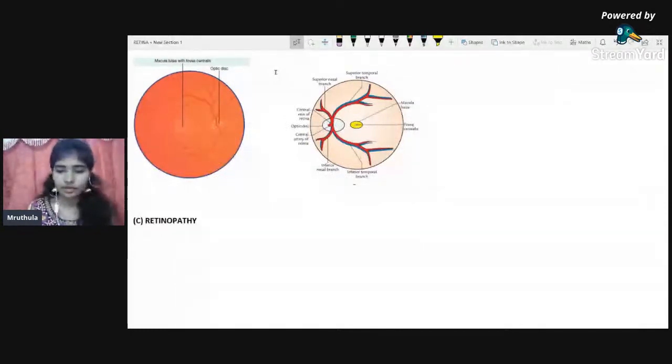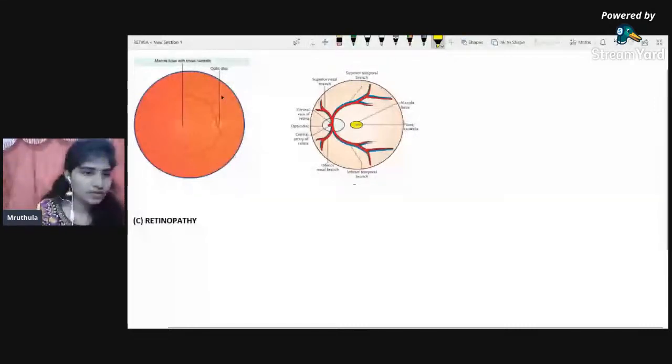So what are the two zones that we can divide? We can divide them into the inner 2/3 and the outer 1/3 layer. So inner 2/3 is supplied by the central retinal artery.